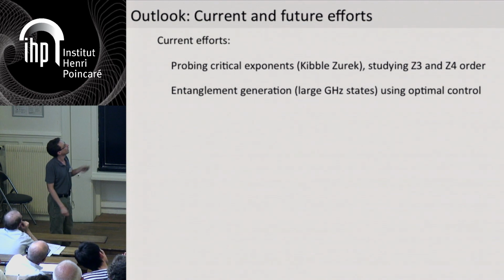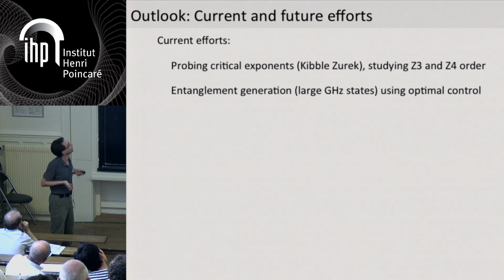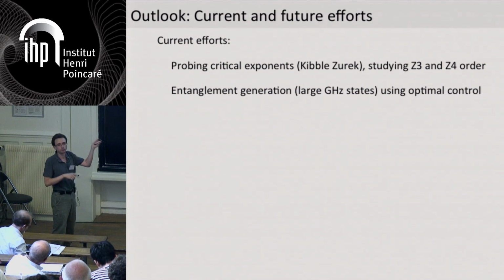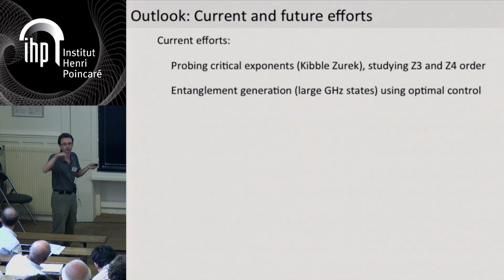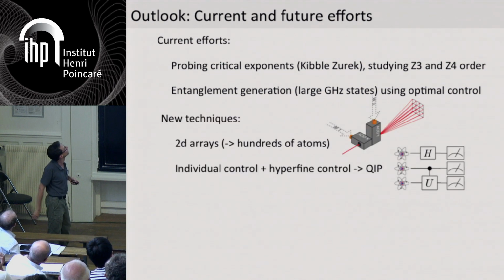Other directions in the group include the probing of critical exponents at the different phase transitions into Z2, Z3, and Z4, and relating this to the dynamical behavior as we cross the phase transition with various speeds. There are some predictions known as Kibble-Zurek, where this prediction relates the size of the domains as a function of the speed to the critical exponents, so the static exponents associated with the phase transition. So this is something we can naturally probe with these systems.